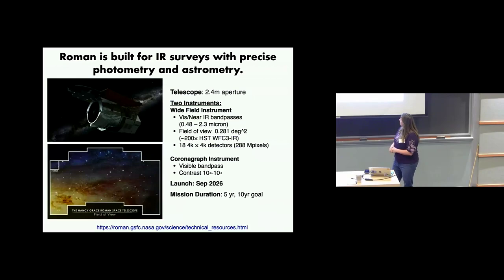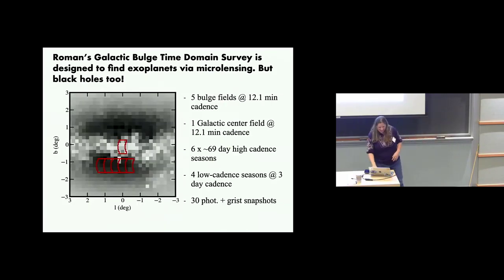Mission, so the launch is September 26th. That's next year, less than a year away. Mission duration, I put 5 years, but it's classic NASA style. It'll live forever, if we're lucky. Okay, so the Galactic Bulge Time Domain Survey, it's designed to find exoplanets, but thanks to our friends in the exoplanet community, they've been very willing to let us find black holes too. This survey will image these 6 patches towards the galactic bulge. It will hit each patch once every 12.5 minutes. So 12.5 minutes cadence, down to 24th magnitude in H AB, so quite sensitive.